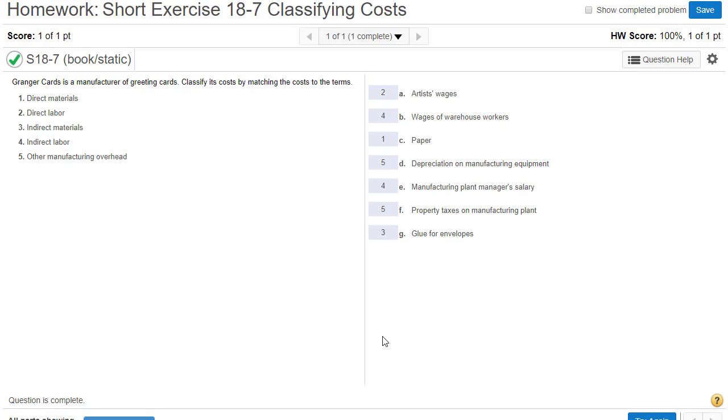So now, hopefully you did not skip the video on classifying costs, because in this whole quarter we're going to be using the classification of these costs quite a bit. So you really need to understand this.